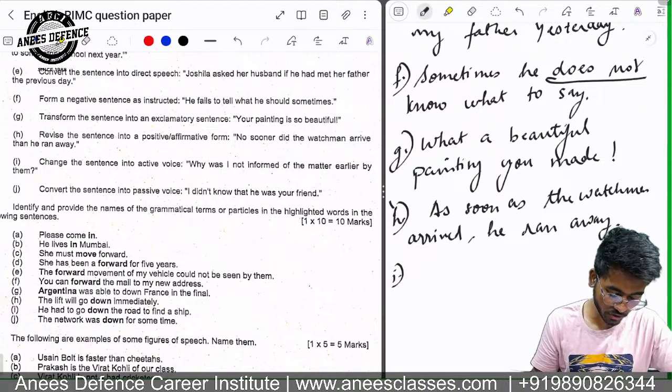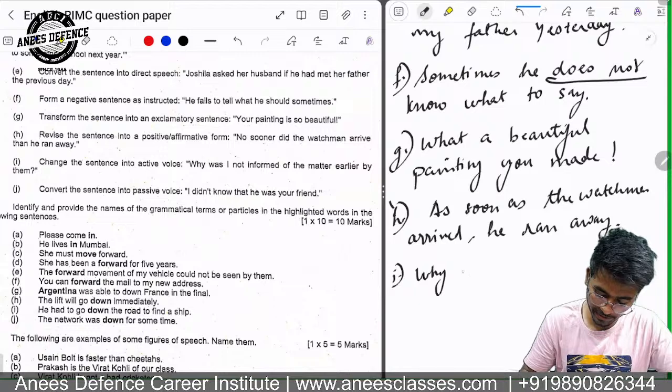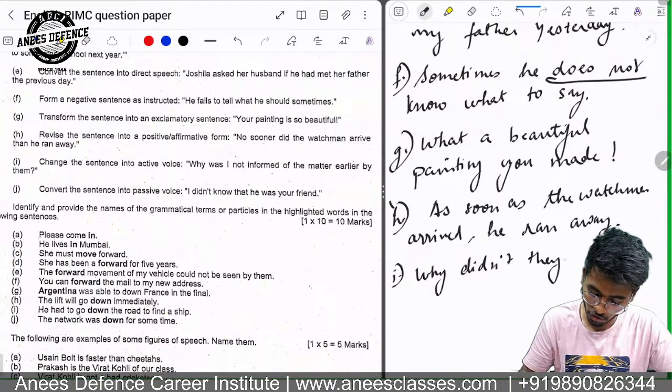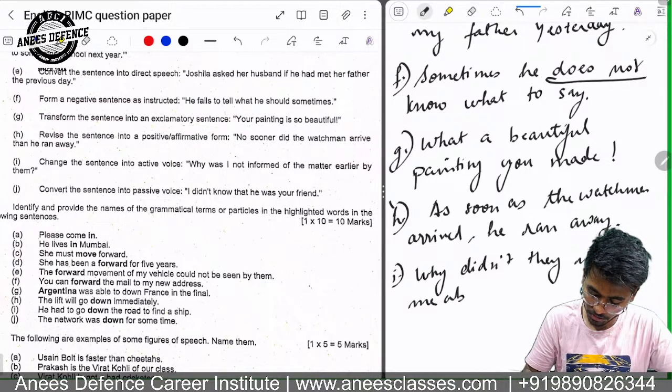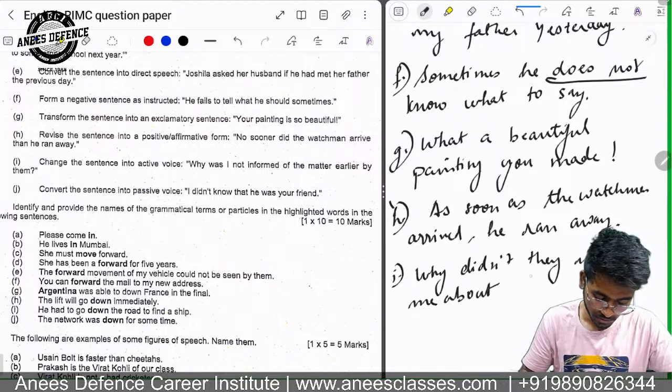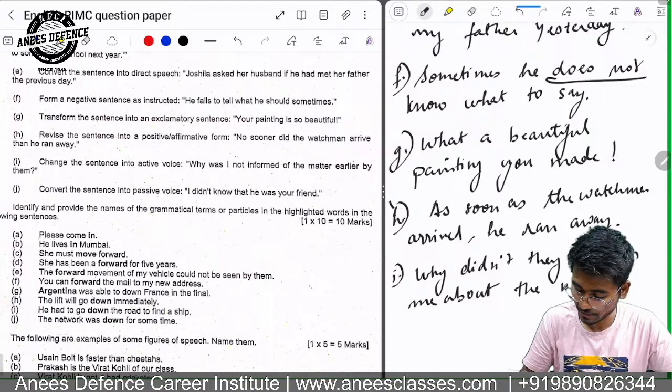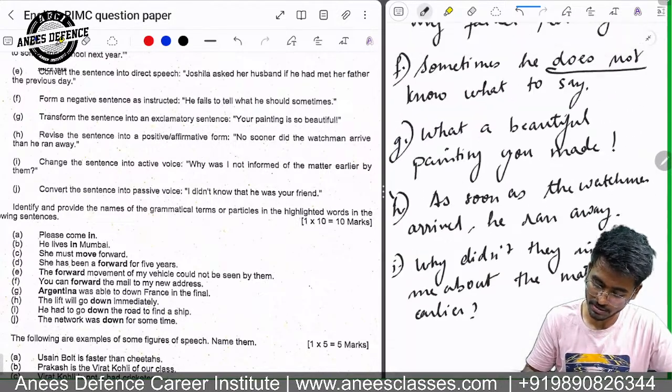How will I convert it into active voice? This sentence can be written as, why didn't they inform me about the matter earlier? This might be the possible answer. Okay.